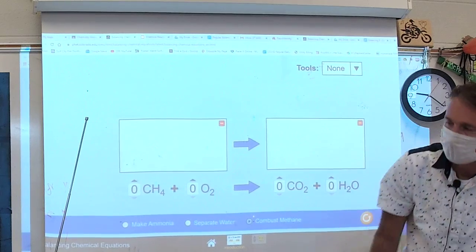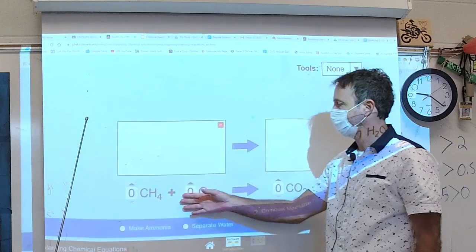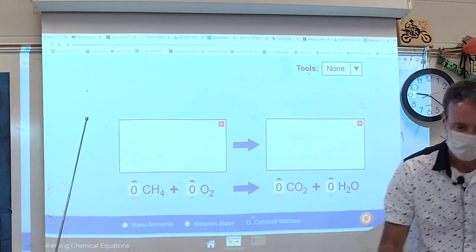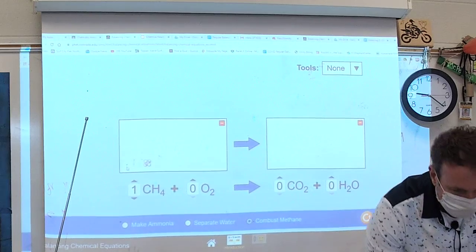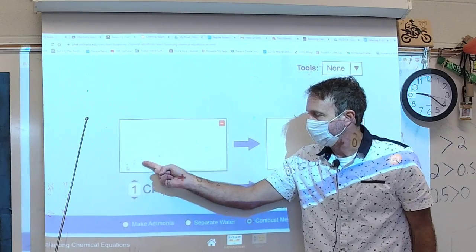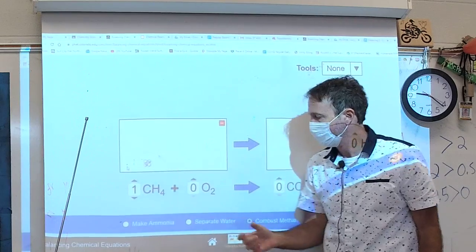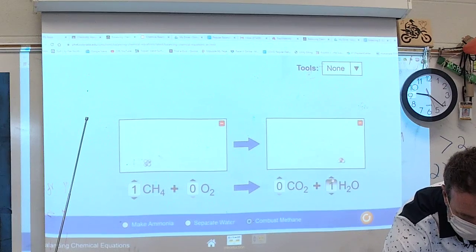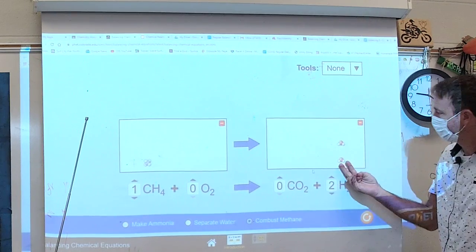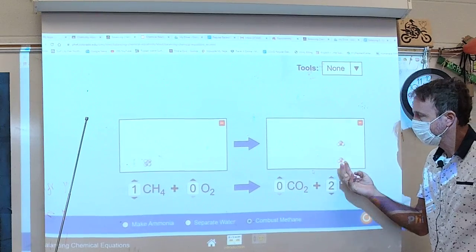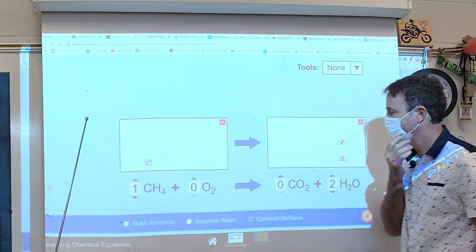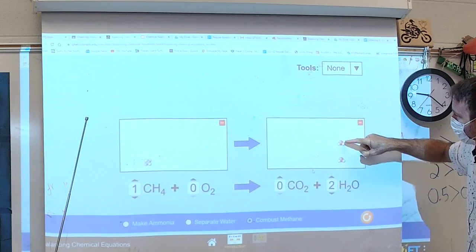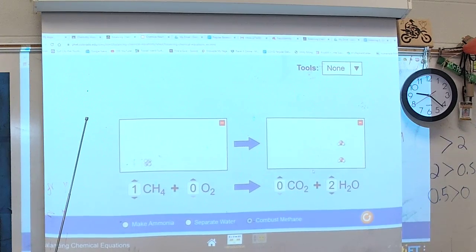Let's try one more. This is the combustion of methane. Methane and oxygen produce carbon dioxide and water. All right? Boom, we got a molecule of methane. How many hydrogens are on there? 4. So let's try to put 4 hydrogens over here. The hydrogens are on the water molecule, so boop, boop. Now we have 4 atoms of hydrogen and 4 atoms of hydrogen. Okay? How many oxygens does that give us here? 2. That's not going to be enough, I'm pretty sure.